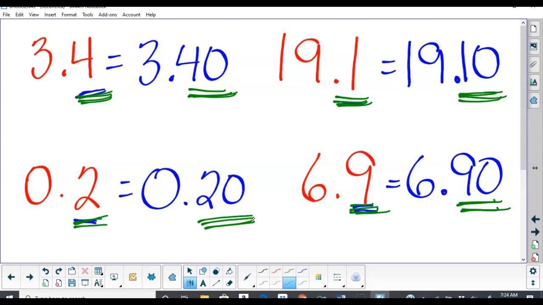Well, if you said it's times 10, yes, you are correct. As we go from tenths to hundredths, we can multiply by 10 to figure out the equivalent hundredths. Oh, and you also notice that really, by multiplying by 10, we were just adding a 0 at the end.